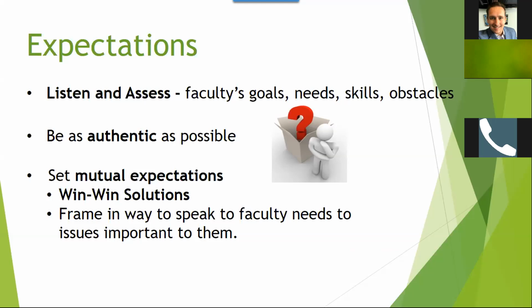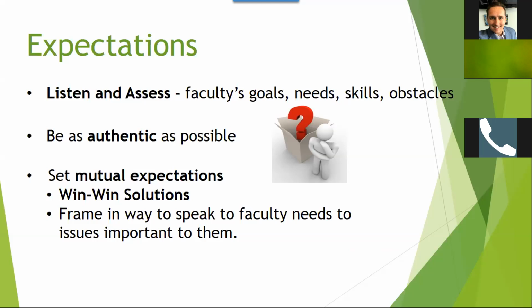And also, what are the obstacles? What are some of the political things? What are some of the technology things that are obstacles in what we want to accomplish? It's key to be as authentic as possible, to say what you mean and mean what you say, and to put things out on the table that might be uncomfortable.